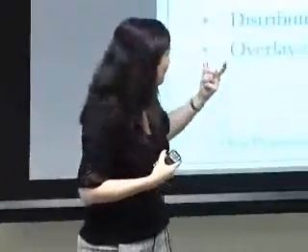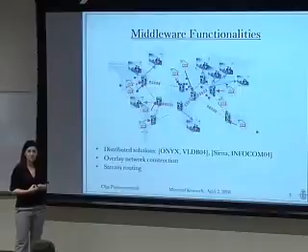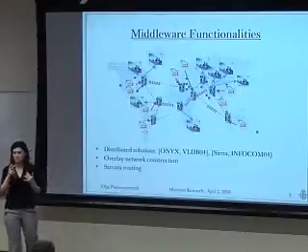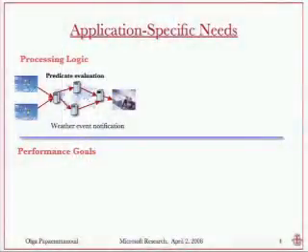Now, apart from creating this overlay network, an important functionality that this middleware has to provide is finding efficient routing paths, network paths, for streaming information from the sources to the clients. Okay? So we have two important functionalities that are common in all of these applications: construction of the overlay network and routing logic. Now, you can imagine that different applications also have diverse needs when it comes to their processing logic and their performance expectations.